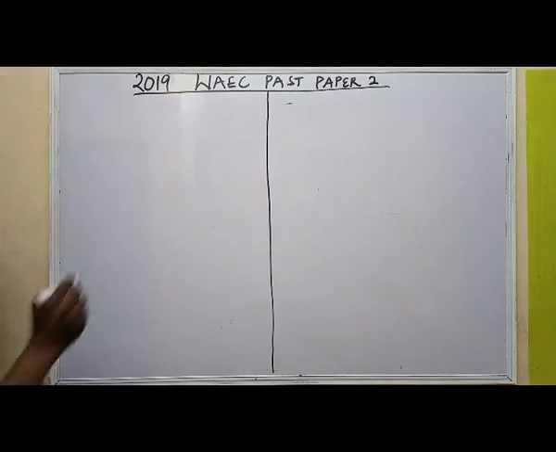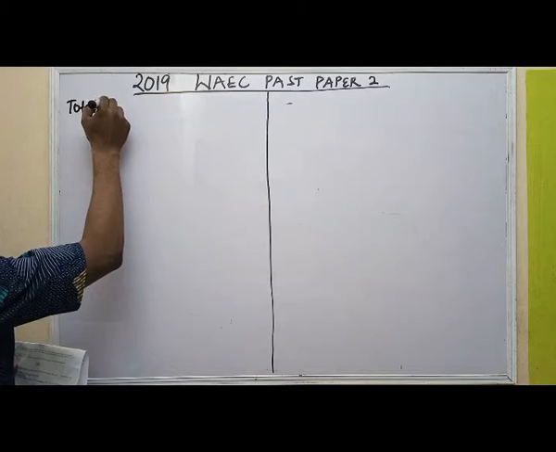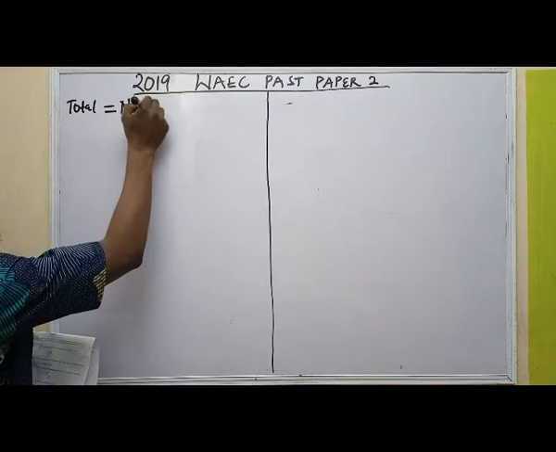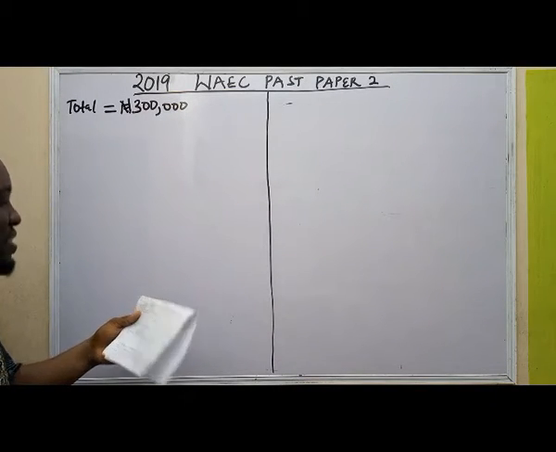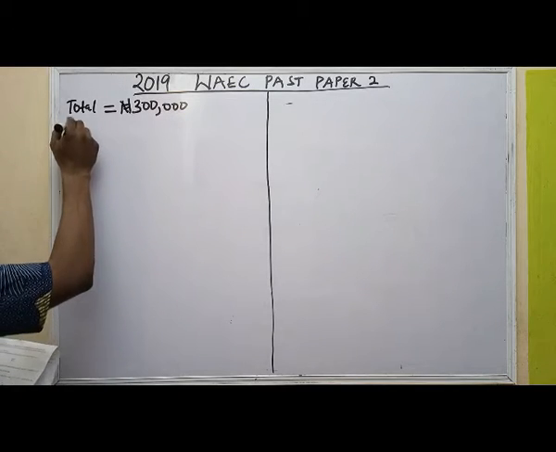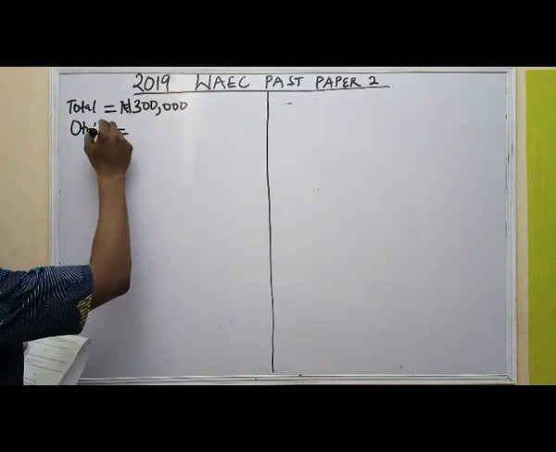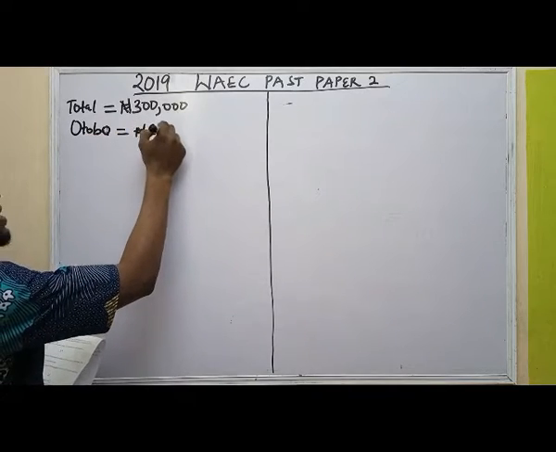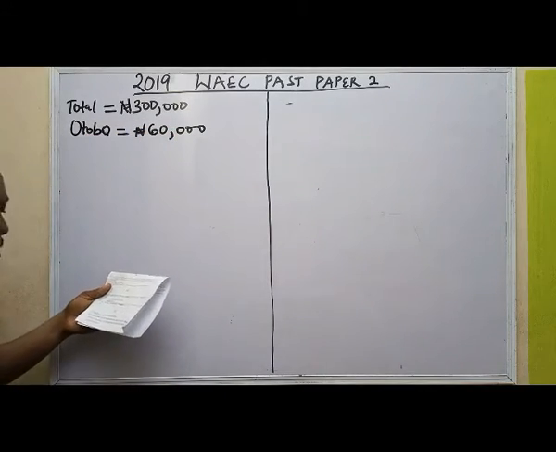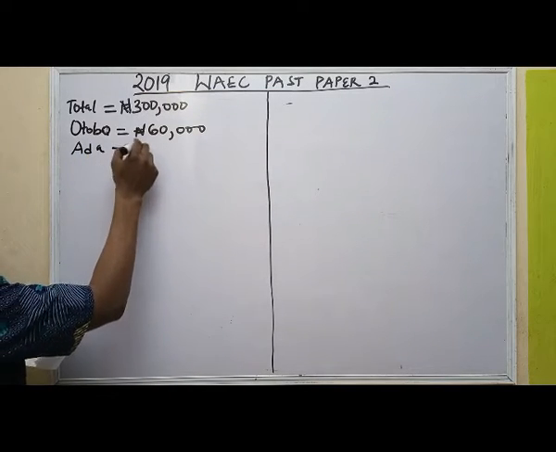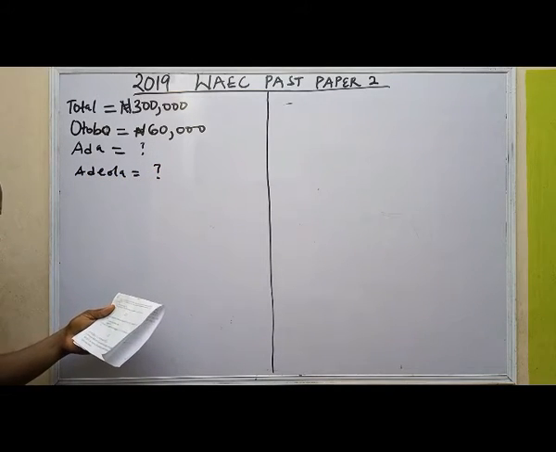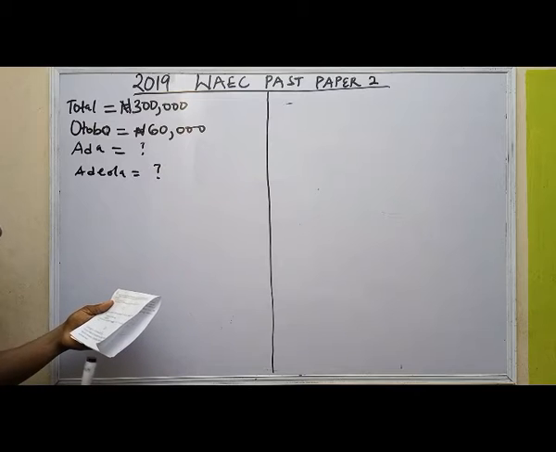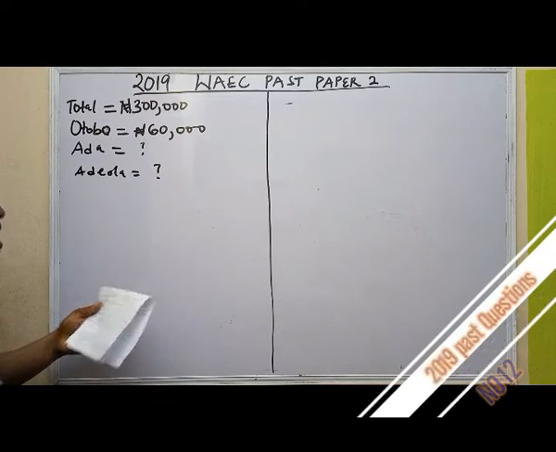If you look at this kind of question, we have a relationship with amount and fraction. So the first thing is to write the total amount. The total amount that they were asked to share is 300,000 naira. Otobo received 60,000 naira, so I'm going to write that. Ada and Adeola, we don't know the amounts, but there's also information that Ada received 5/12 of the remainder.